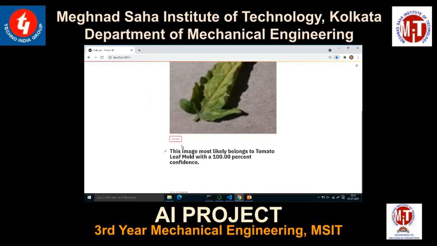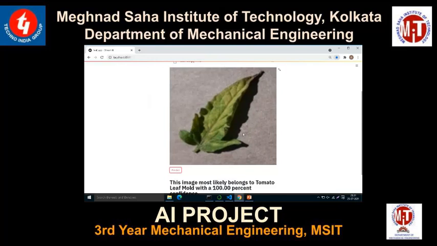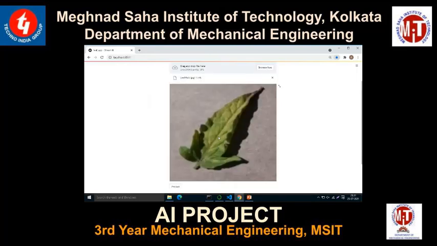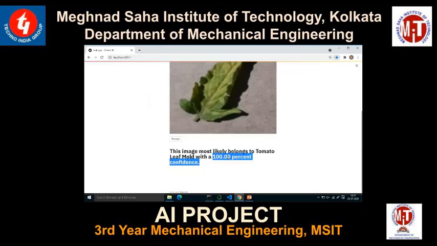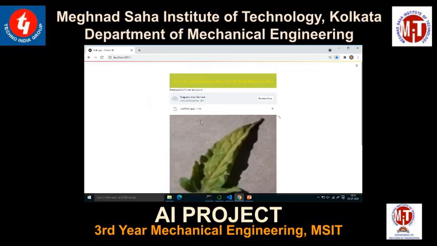Here, the message is published: this image most likely belongs to tomato leaf mold. As we expected, it is a leaf mold type of leaf for tomato, and here we are getting a 100% confidence level. Meaning our model is 100% confident about its results. So that is it. Anytime, in real time, we can use this application. So moving to the conclusion.